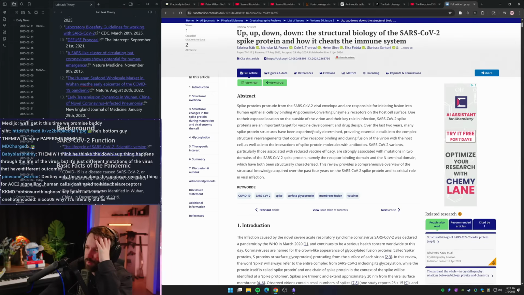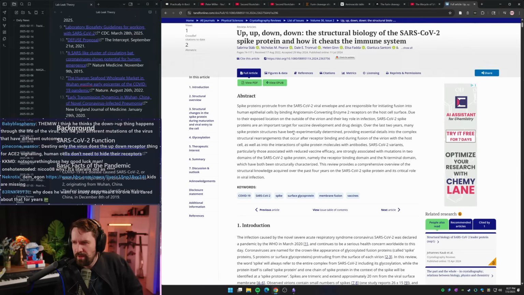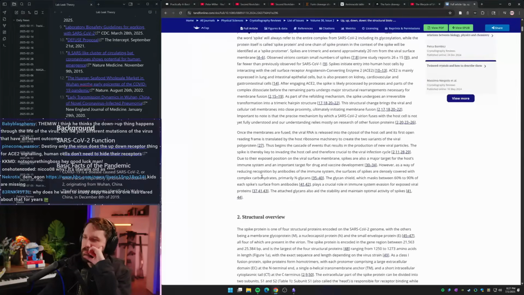SARS-CoV-2 variants, particularly those associated with reduced vaccine efficiency, are strongly associated with mutations in 2 domains of the SARS-CoV-2 spike protein, namely the receptor binding domain and the N-terminal domain, which have both been structurally characterized. This review provides a comprehensive overview of the structural knowledge acquired over the past 4 years on the SARS-CoV-2 spike protein and its critical role in viral infection.